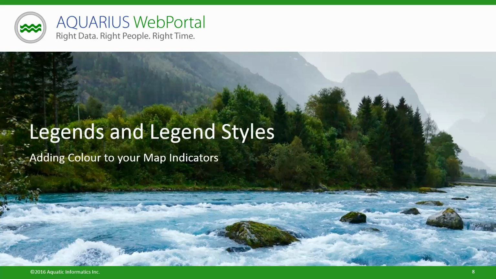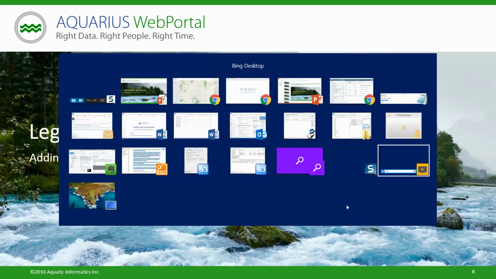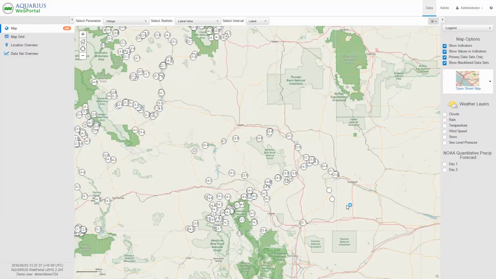This video is about legends and legend styles in AQUARIUS web portal, and it's going to allow you to add color to your map indicators. So, in a web portal, you may have defined a statistic for your latest values. In this case, it's a parameter called voltage, and the interval is just latest.